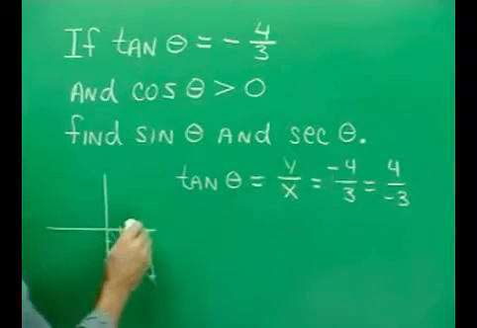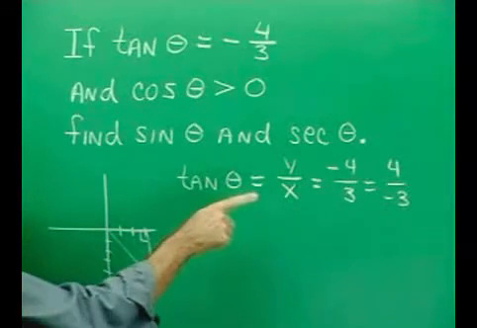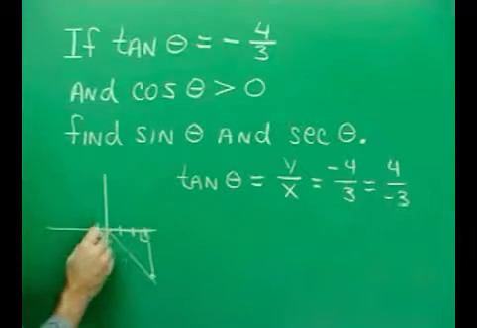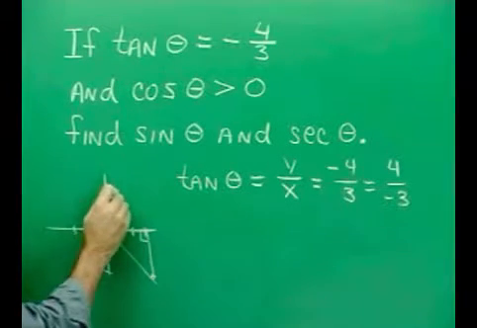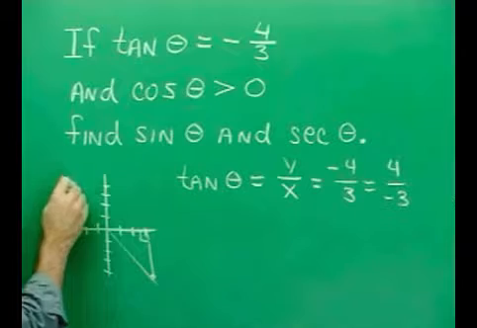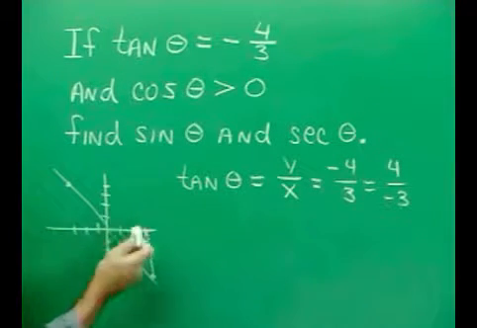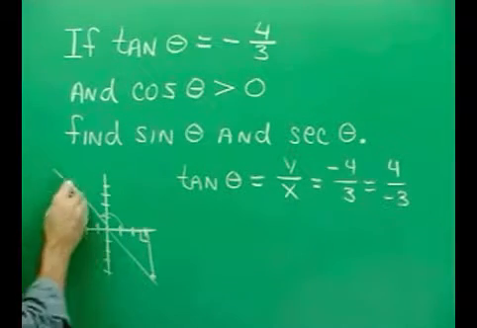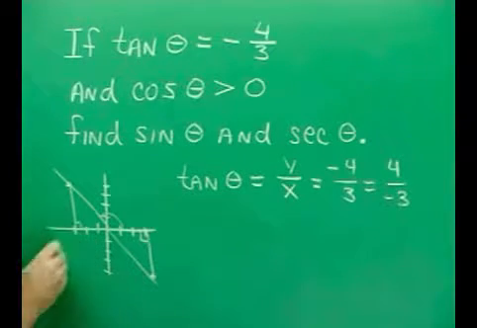Or it could be 4/3. Now, the -3 is the x, so x is -3, and y is 4, so it could be here. Maybe this is our angle, and this is our reference triangle. Now, which one is it?